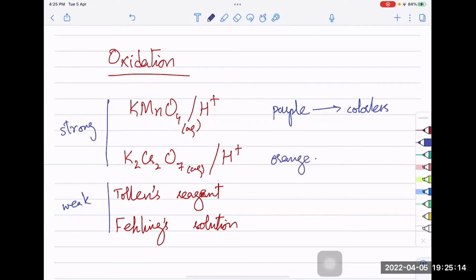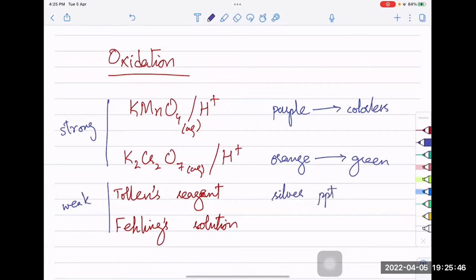Orange to green. One way to remember that is that in paper 3, we know of chromium 3 ion giving us green precipitate. And right now this is chromium 6 ion. So chromium 3 green and chromium 6 orange. We have talked about Tollens' reagent and Fehling's solution before as well, but just to give you an idea, Tollens' reagent has silver ions which convert to silver metal, and that gives us a silver precipitate.